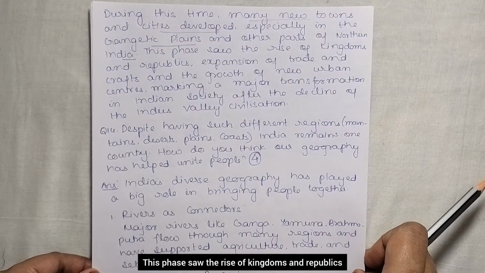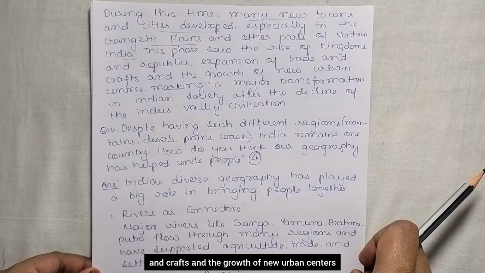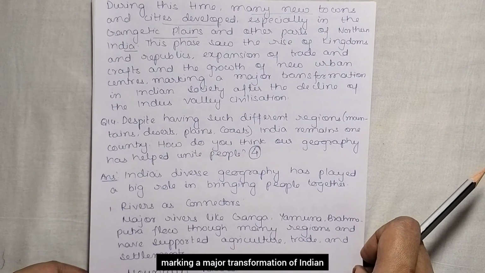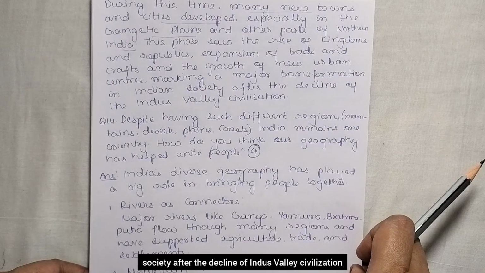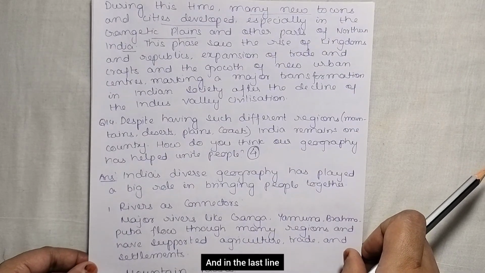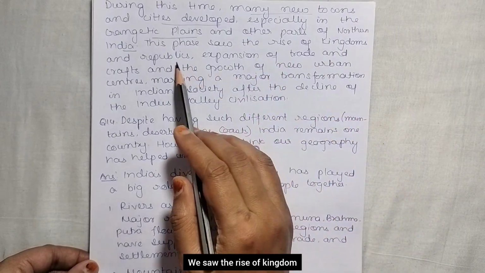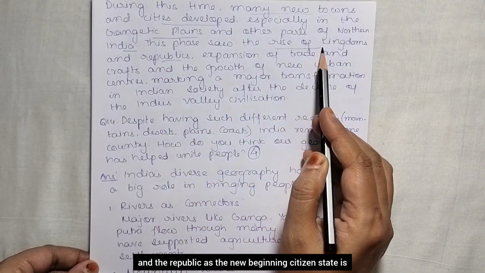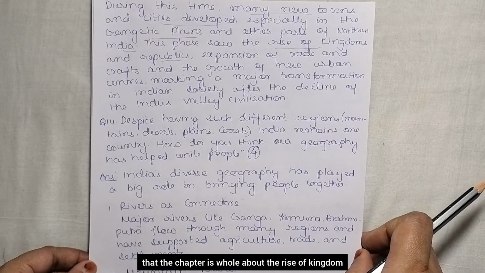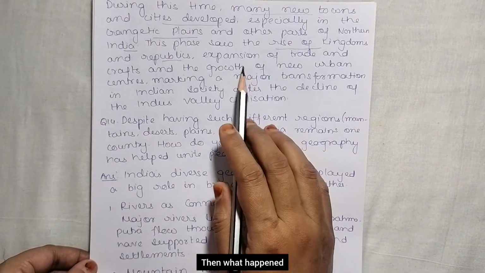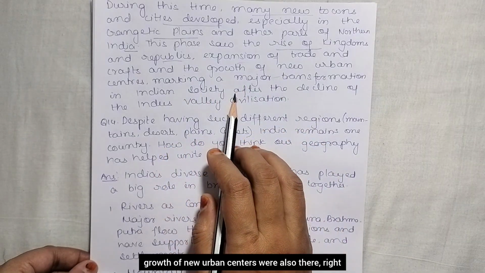This phase saw the rise of kingdoms and republics, expansion of trade and crafts, and the growth of new urban centers, marking a major transformation of Indian society after the decline of the Indus Valley civilization. In the last line, we have told what happened in this phase. We saw the rise of kingdoms and republics as the new beginning. Cities and states, the chapter is wholly about the rise of kingdoms and republics. Then what happened? Expansion of trade was also there. Growth of new urban centers was also there, right?